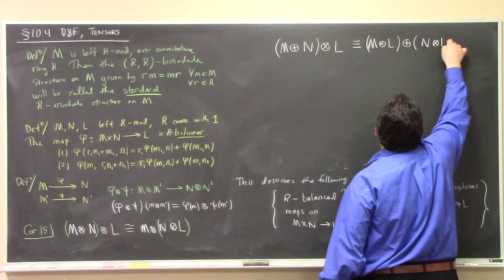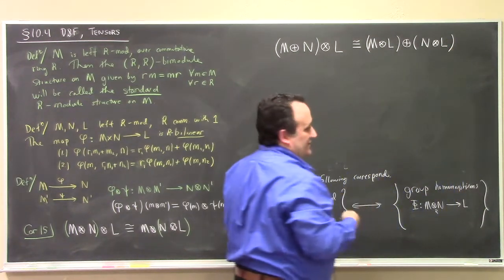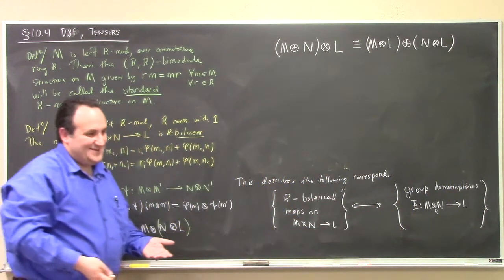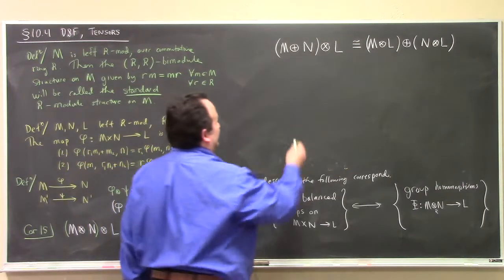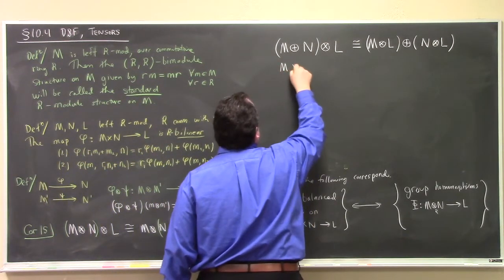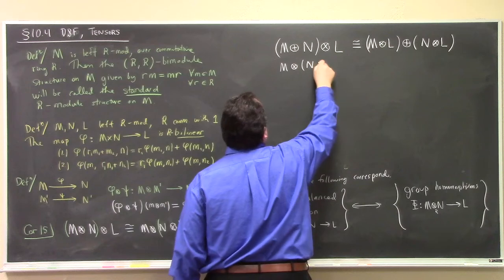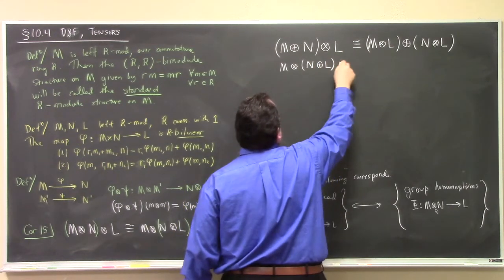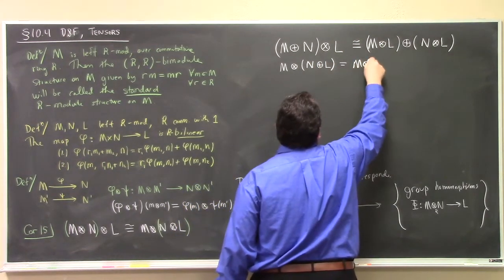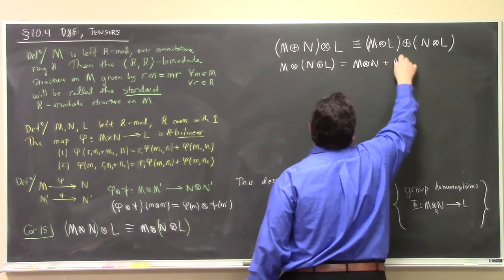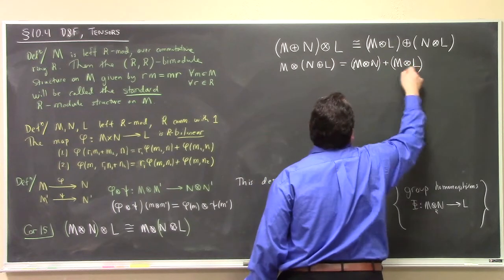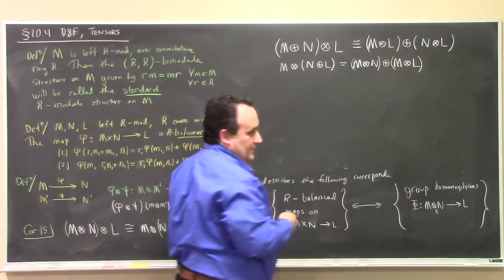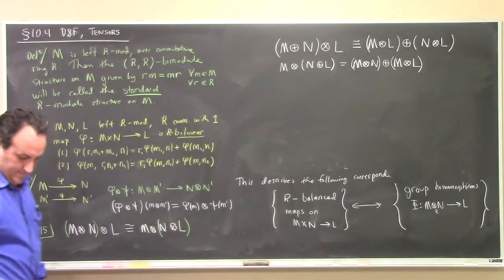So there's a distributive property for tensor products and direct products. And it goes on both sides too. It's not just that, you can also do it like this, right? M tensor, say, N plus L would be M tensor N plus M tensor L. All right.